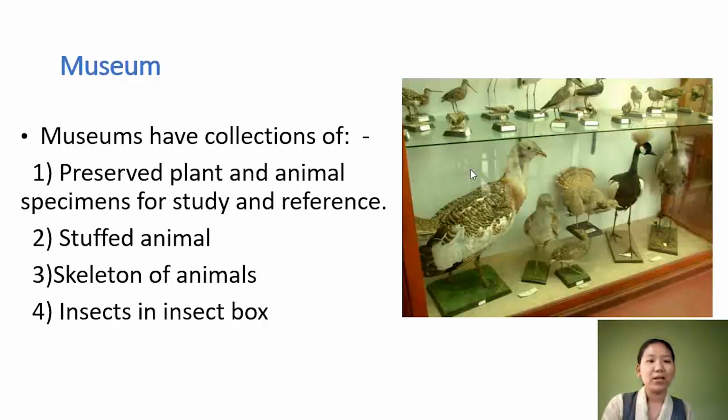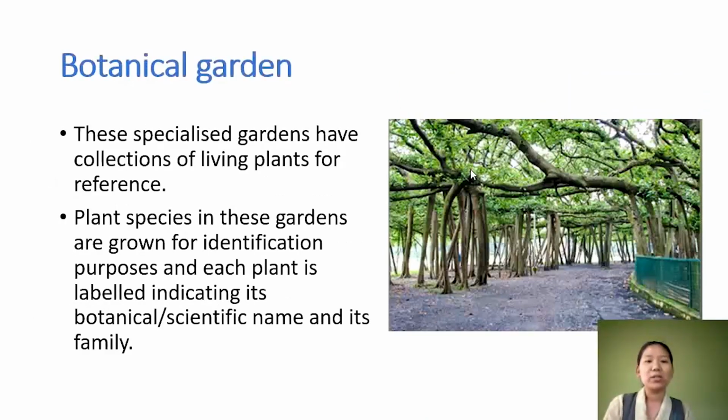Then next is the botanical garden. This is a specialized place where there is a collection of plants for reference, and these plant species in the garden are grown for identification purposes. On each plant, the name of the plant and the family to which it belongs is labeled. This one picture is from the botanical garden of India in Howrah. And then there is the Kew Garden. The botanical garden helps us in identification, classification and nomenclature of plants.